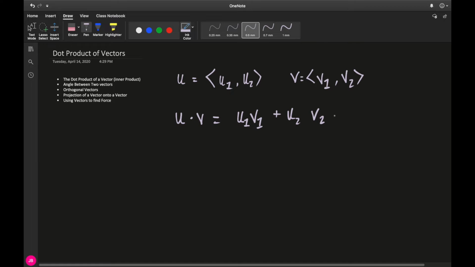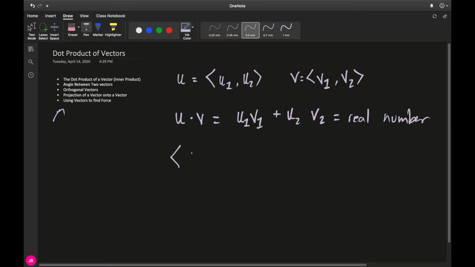Now the dot product of vectors is actually going to be a real number. And this real number is going to have some applications and some uses when we actually try to use vectors in real-world situations. So as you can see, one of our last bullet points is using vectors to find force, which is going to utilize both the dot product of a vector and the projection of a vector.